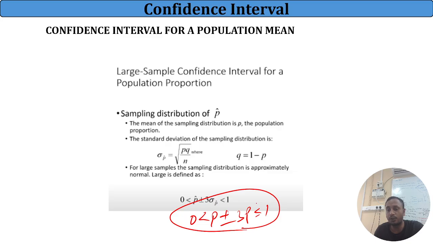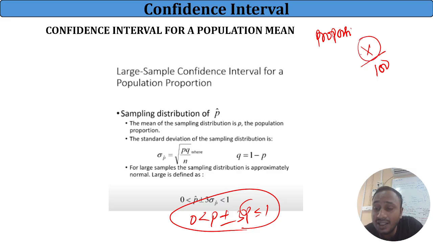Because when we talk about the proportion, it will not go beyond either 0 or 1. 1 will be the 100%, and 0 means there is nothing taken out. So in that case, that is sigma p. It's going to be from 0 to 1 itself, because it's a proportion.